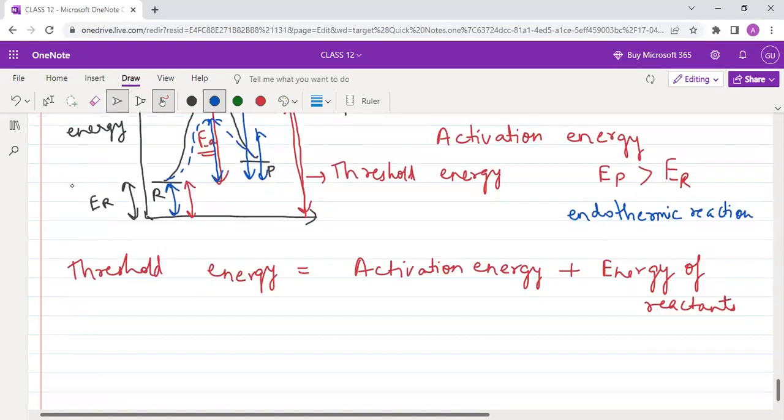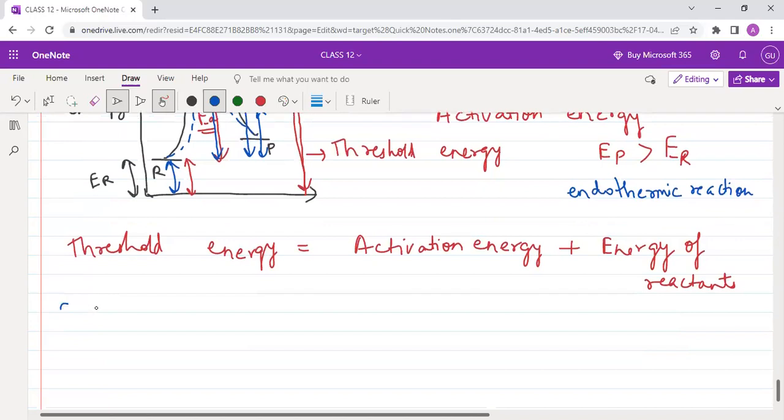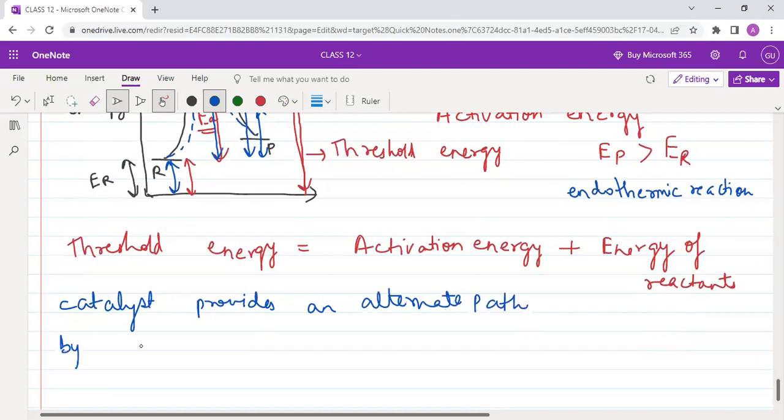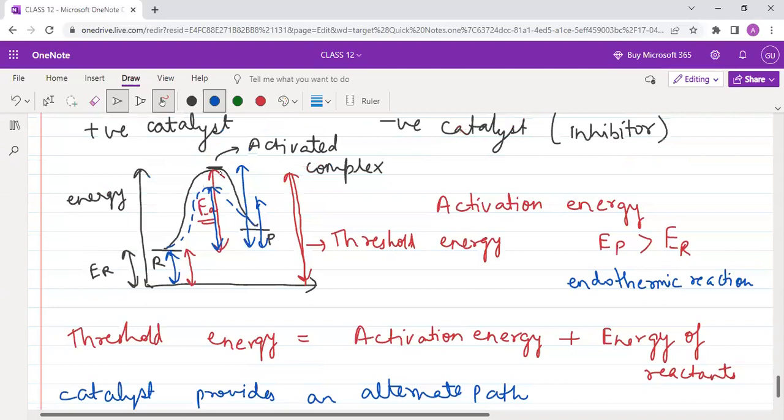So this is the role of the catalyst: the catalyst provides an alternate path to the reaction by decreasing or reducing the activation energy. So this you should remember. And I told you that this is the energy barrier. This much energy has to be attained by the reactants. So it has lowered the energy barrier, right?